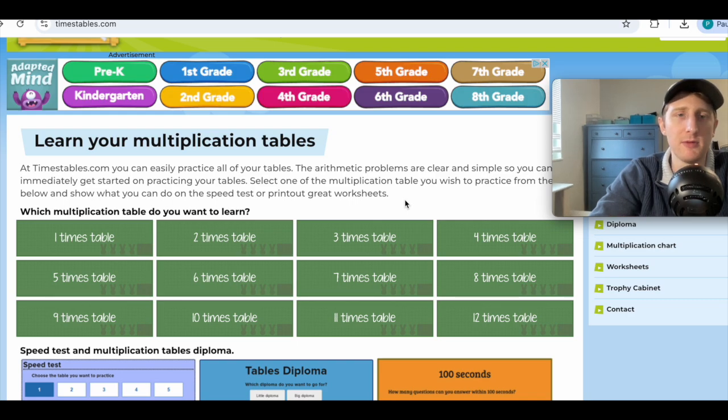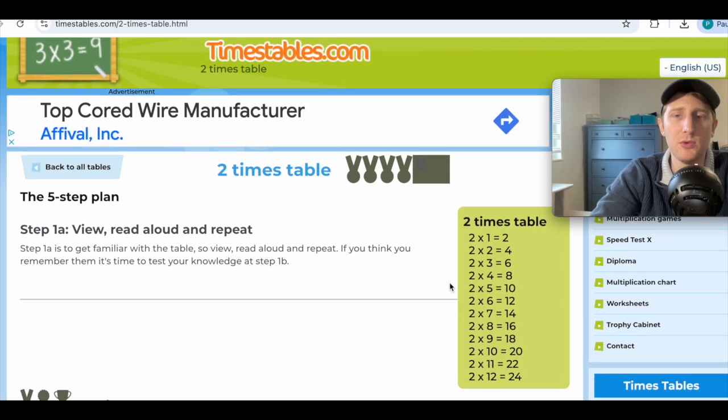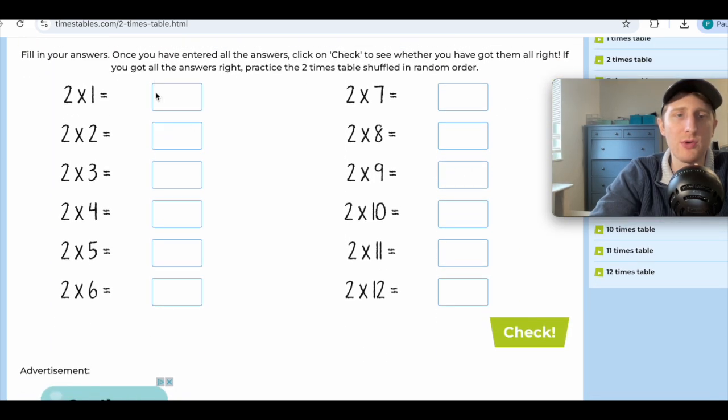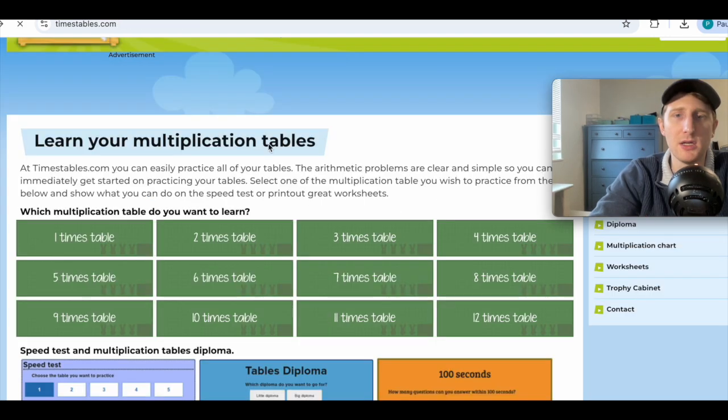This is just what popped up for me, and I'll put a link to this down below in the description if you want to use this site. But basically, you can just click on whichever times tables you want and quiz yourself. So for example, you could go to 2's times tables, and right here it shows you the answers, so try not to peek at these. But you could just go through all of these and try to fill in the box for all of these, and then check your answers, and whichever ones you don't know, maybe write those down on a sheet of paper and just spend time reviewing the ones that you don't know.